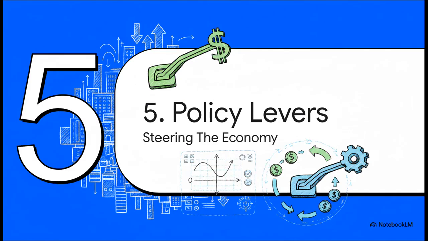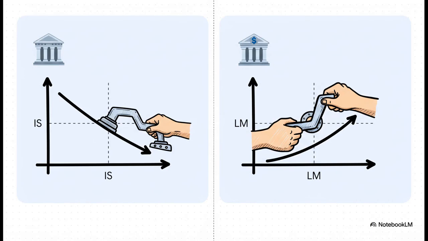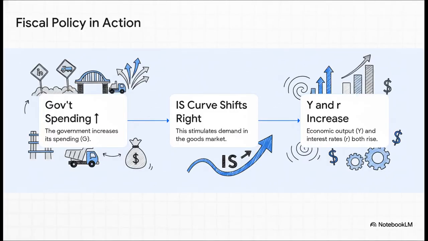And that brings us to the really cool part, how policymakers actually use this dashboard. They've got two main levers they can pull to try and steer the economy. So on one side, you have the government with its fiscal policy. They can change taxes or their own spending to move that IS curve around. And on the other side, you have the central bank. They're in charge of monetary policy, and they can control the money supply to shift the LM curve. Let's see it in action.